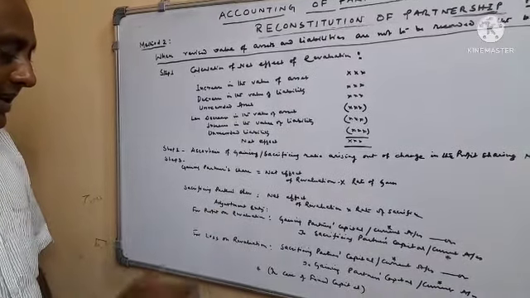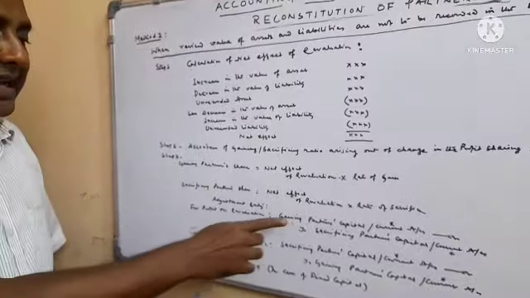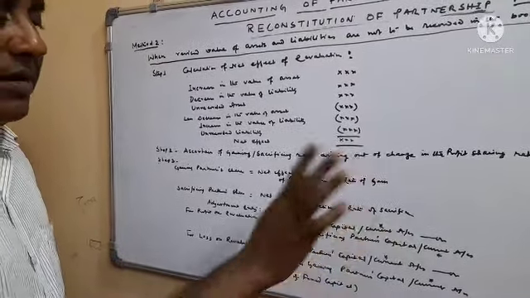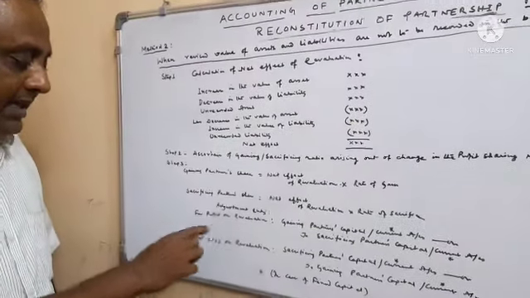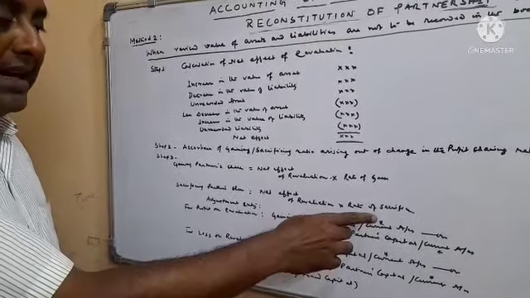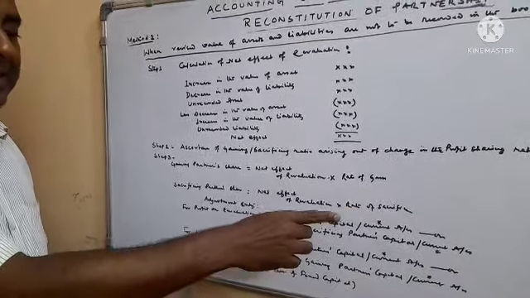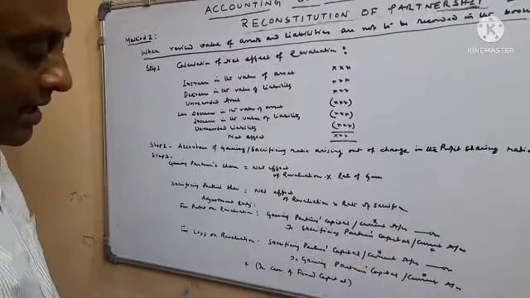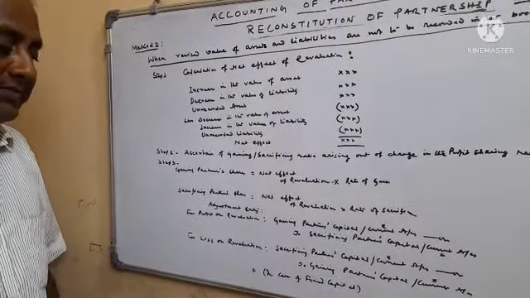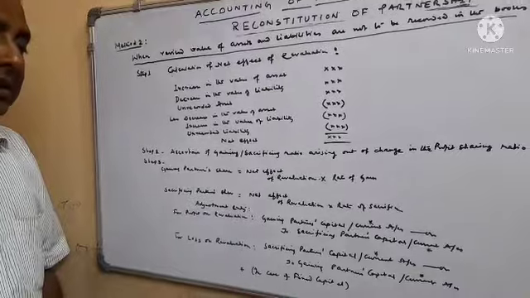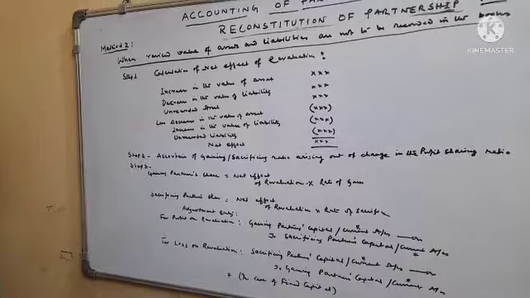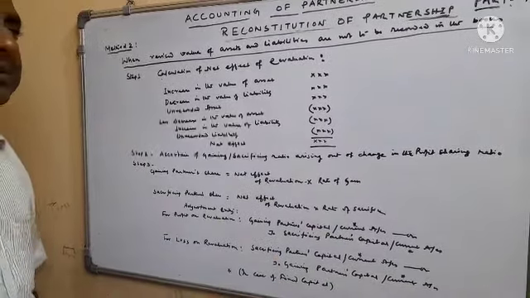Now, adjustment entry. In case of profit on revaluation, gaining partner's capital or current account debit to sacrificing partner's capital or current account. So, in case of profit, what will be the entry? Gaining partner's capital or current account debit to sacrificing partner's capital or current account. When to apply current account? In case of fixed capital. In case of loss on revaluation, sacrificing partner's capital account or current account debited to gaining partner's capital or current account. Current account when to apply? In case of fixed capital.